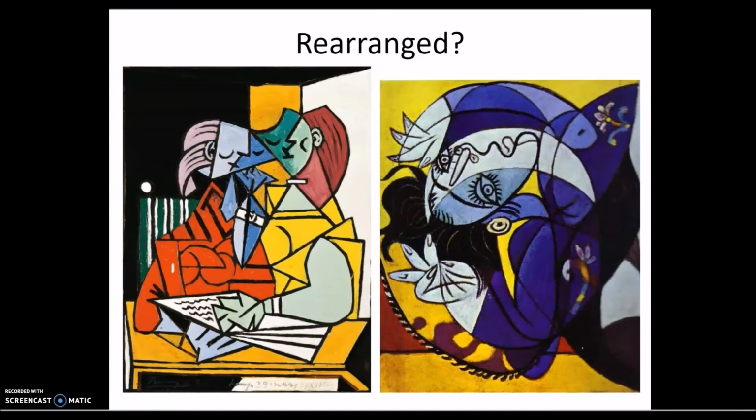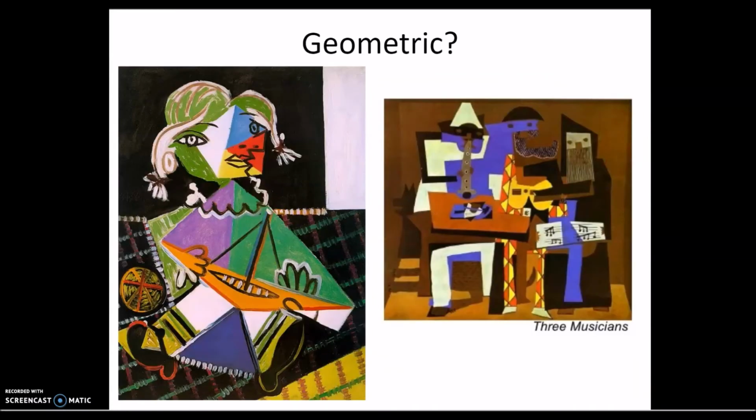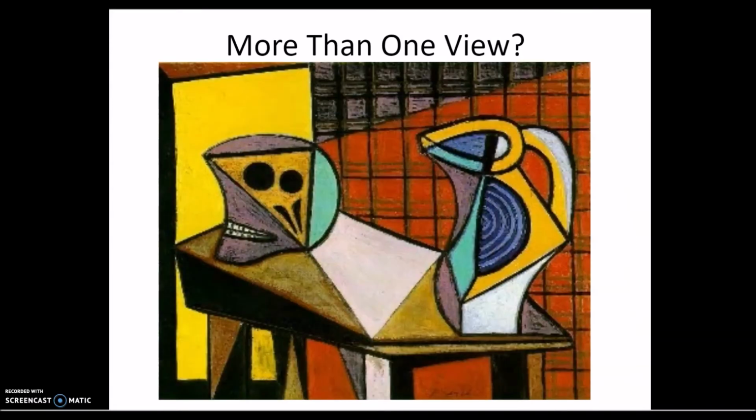Sometimes we see the characters rearranged slightly, so their faces or even their bodies can be rearranged a bit. We also see lots of geometric shapes, like triangles, squares, rectangles. And we also sometimes see more than one view. So in this painting of the skull, we can see that its mouth is facing the side, but its eyes and nose are facing us.